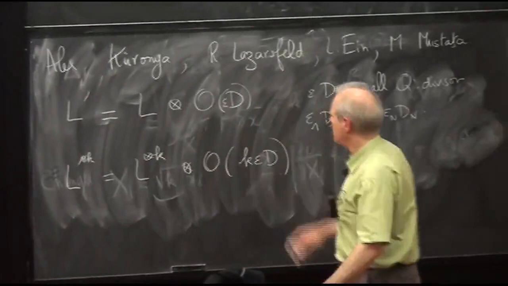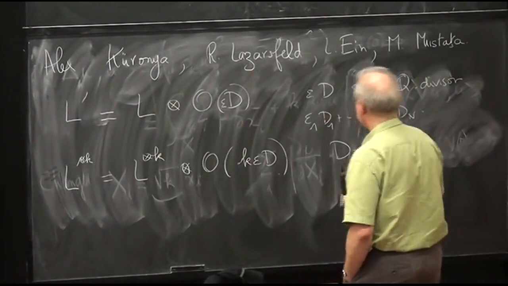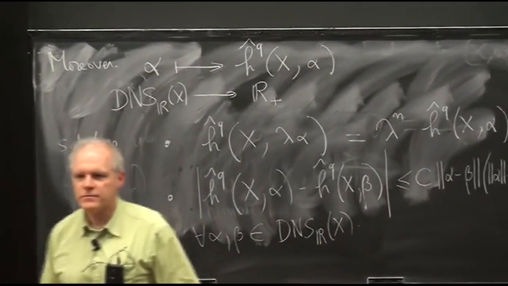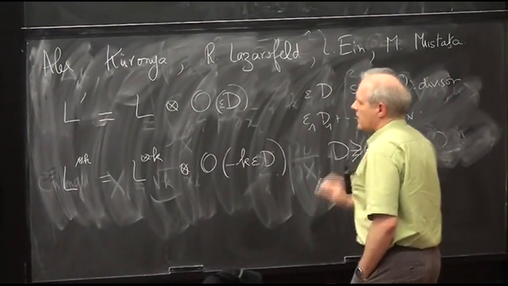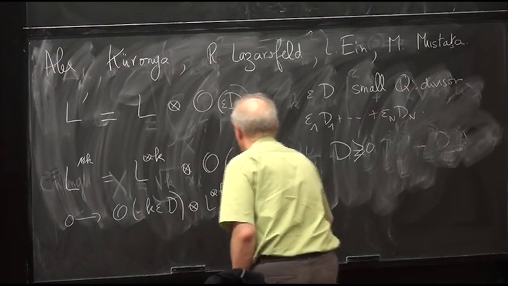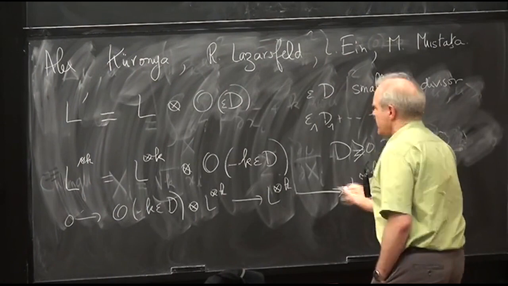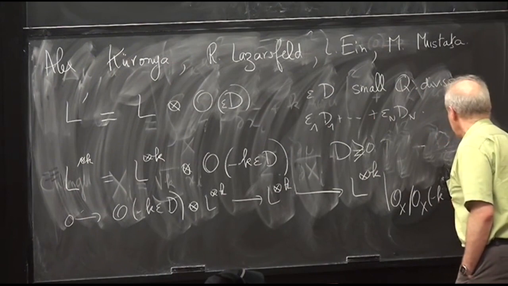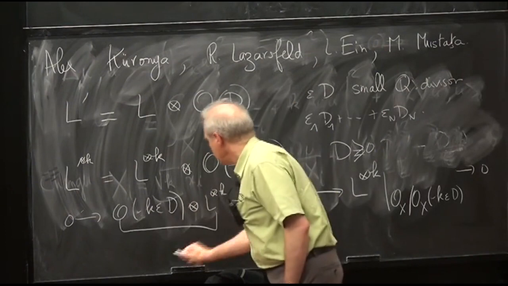And then you can, of course, take the positive part and the negative part, and then by comparing, you can assume that the divisor is either positive or negative. Assume it's, say, negative. We consider the negative case. D now is positive. But then, of course, you have an exact sequence. And here you look at the restriction of L to some subscheme, which is the subscheme defined by the quotient of O_X by O_X of minus k epsilon D. And then this is the L prime. And you want to compare cohomology of this and cohomology of this.